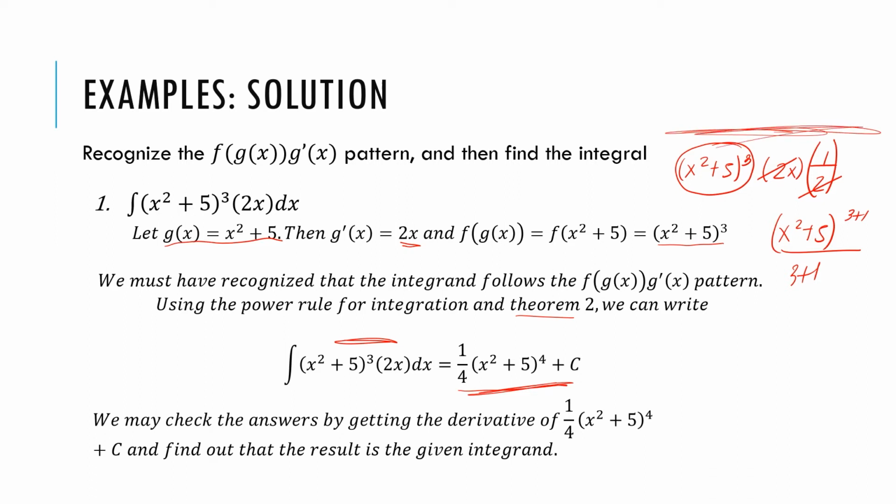Okay, guys? This part is the 1 over g prime, not the x part, the constant g prime. This one. Okay? We can check this by getting the derivative of this answer. Then the result should be this. Yeah. Next.